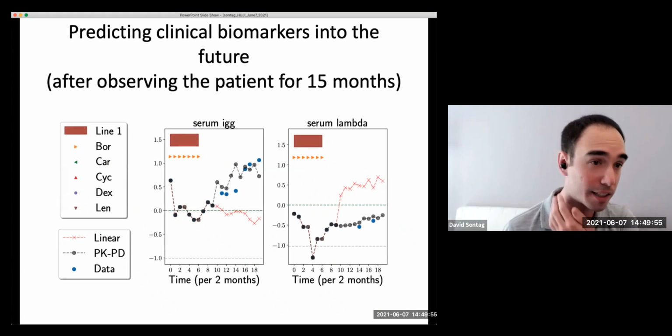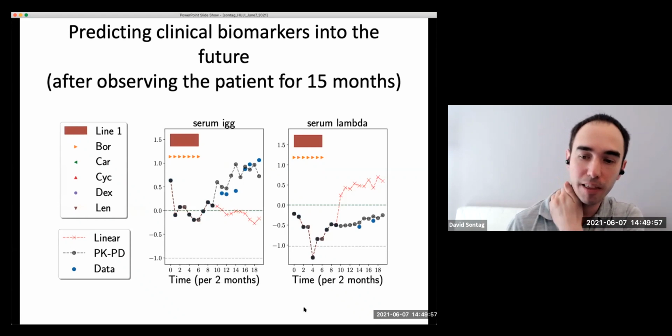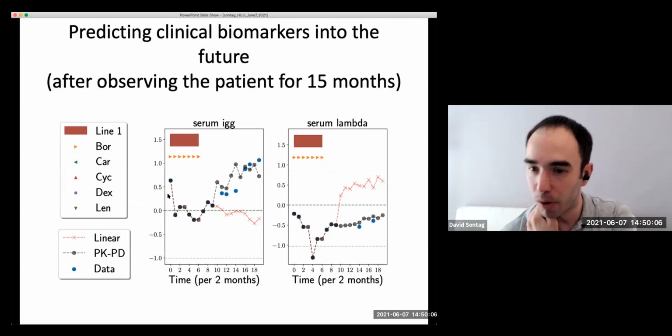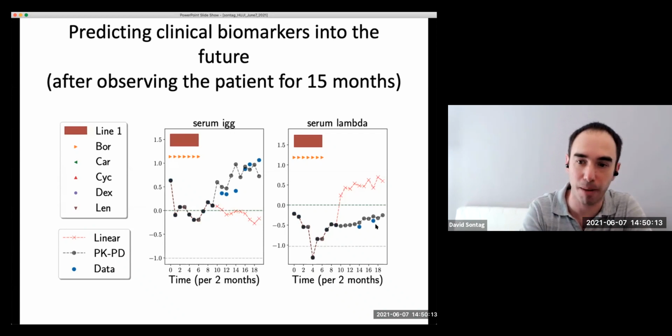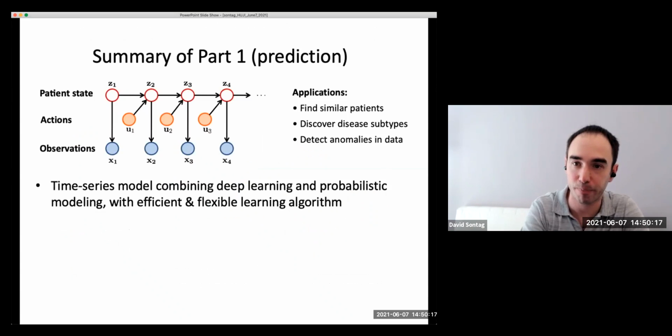Here's a second example where now we take the patient data not just at baseline, but the first 15 months, and we try to project forward. And so the first 15 time points, or 7 time points, are matched up, and now we're projecting forward the patient's data. And again, we see a pretty decent match to what actually was observed for the patient.